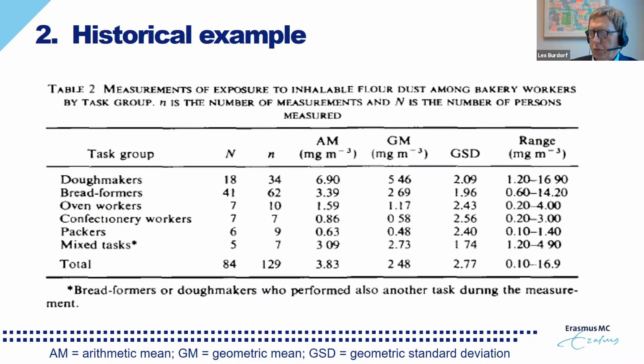And then look at the task groups. We have 6 task groups: dough makers, bread formers, workers around the oven, confectionery who are making the cakes. Then we have the ones who are packing. And then we had a few workers who were doing anything of the above in a kind of mixed pattern. And then you look at the arithmetic means. It's obvious that the dough makers had the highest exposure. And that was partly due to the fact that they were kneading the dough on these wooden tables, and they would use flour dust to sprinkle on the tables, and they would create their own dust continuously.